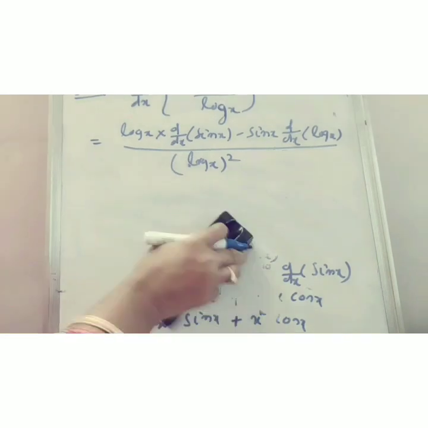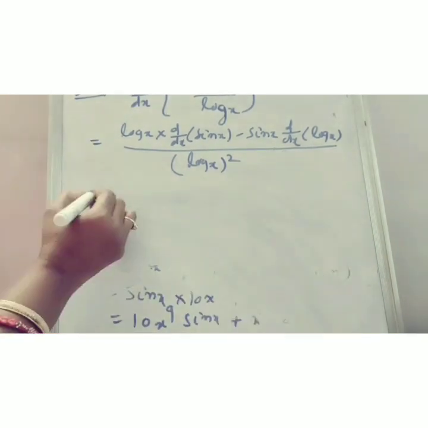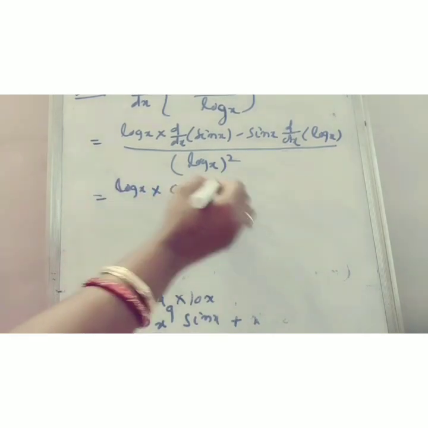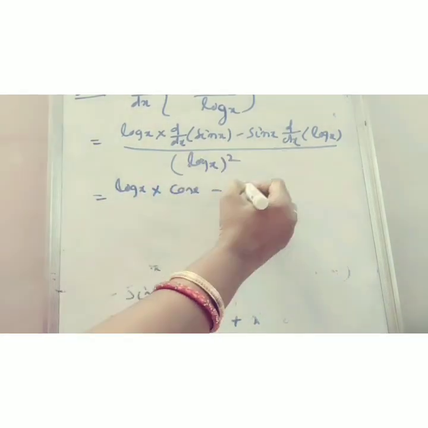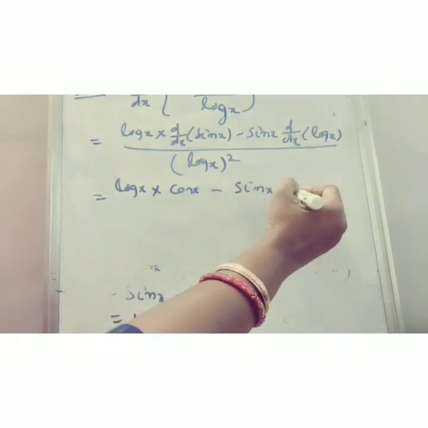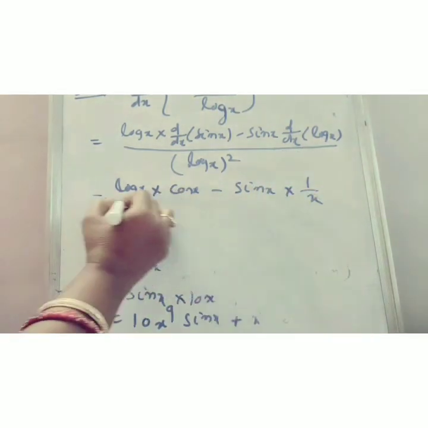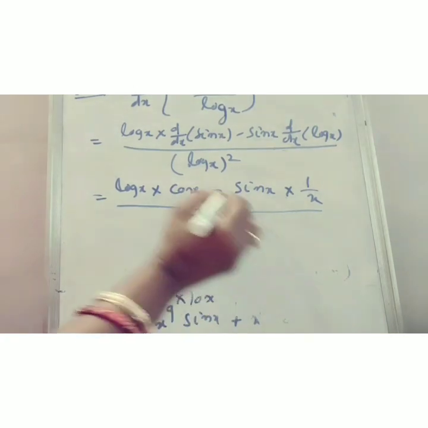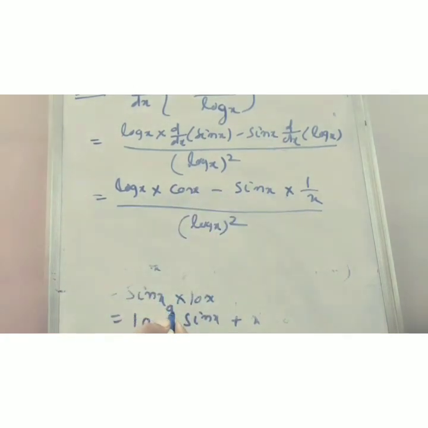You know the derivative of sin x is cos x. So that is equal to log x into cos x minus sin x into the derivative of log x, which is your 1 by x, whole divided by log x whole square. This is the derivative of sin x by log x.